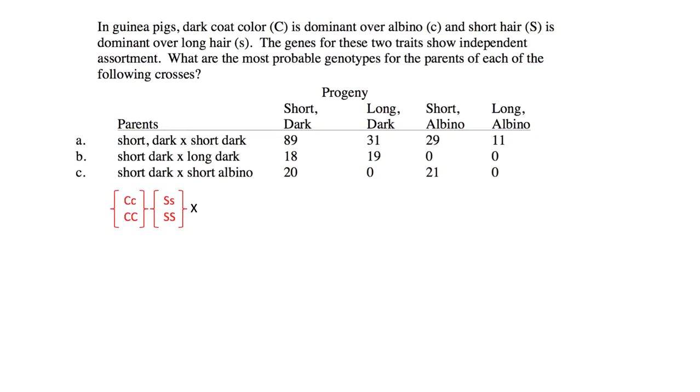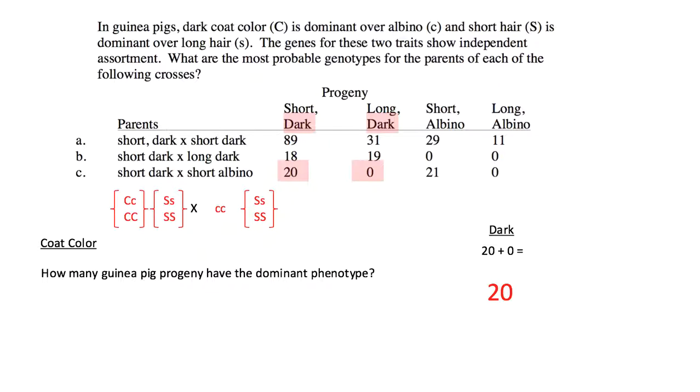The other parent has short hair, the dominant phenotype. So again, they could be big S, big S or big S, little s for their hair length gene. They have albino coat color though, so that means they have to be little c for the coat color gene, homozygous recessive.